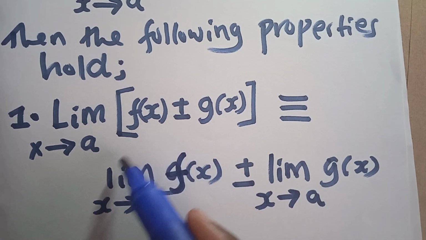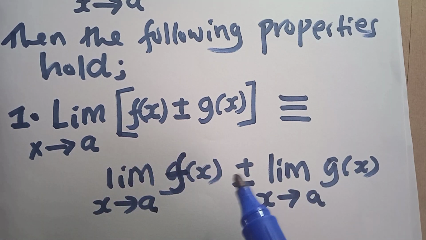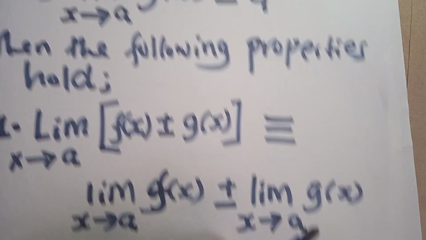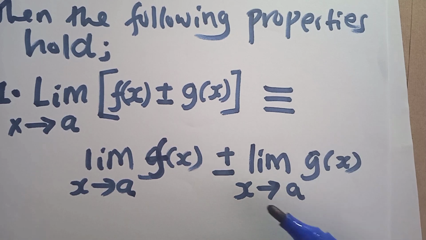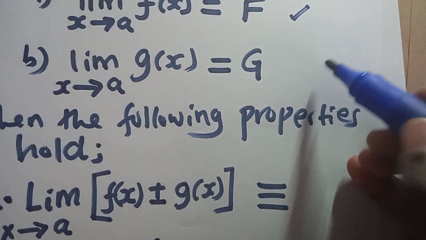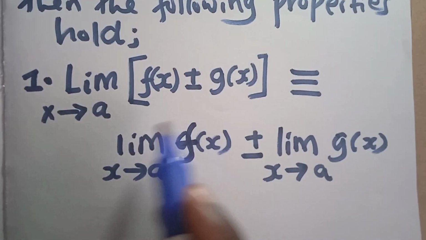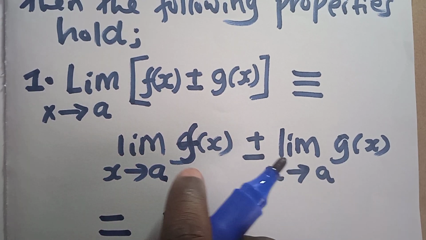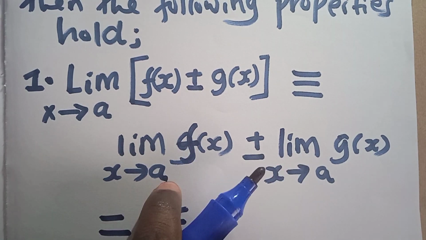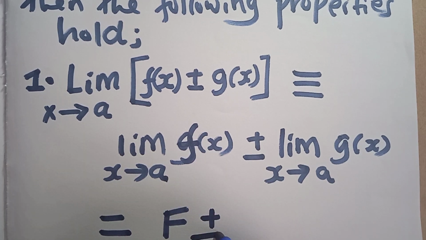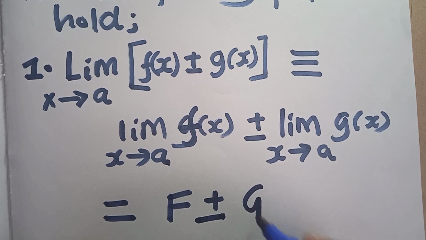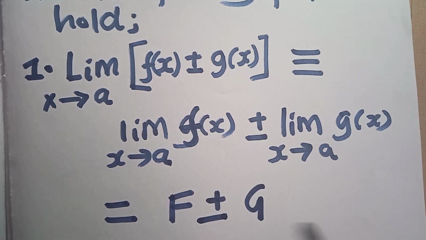The limit of f of x as x tends to a, we had said the value, let it be f. And the limit of g of x as x tends to a, we had said to let it be g. So you can get the value of this, and therefore this is just equal to f, which is the limit of f of x as x tends to a, plus or minus the limit of g of x as x tends to a, and we said it is g. So we are just getting the sum or the difference of the various limits.